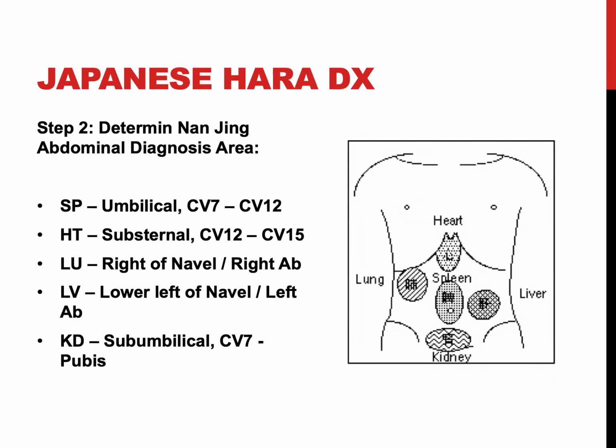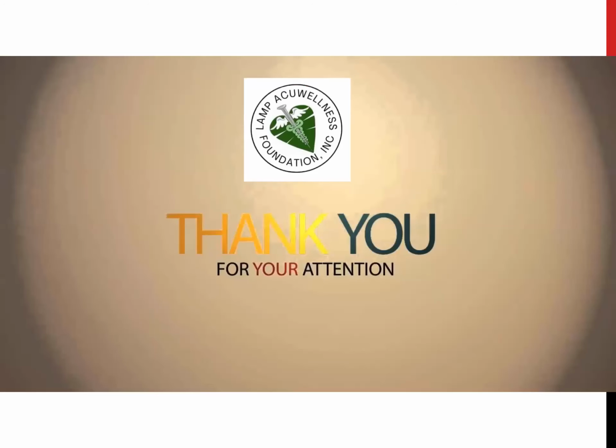Step 2, determine the Nanjing abdominal diagnosis area. Sa spleen, it is the umbilical, CB7 or CB12. Sa heart, substernal, CB12 or CB15, I mean. Lungs, it is the right of the navel, right abdomen. Liver, it is lower left of the navel, left abdomen. Kidney, it is subumbilical, CB7 or pubis.